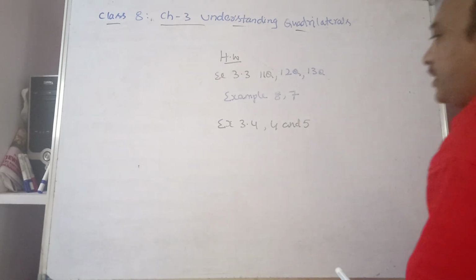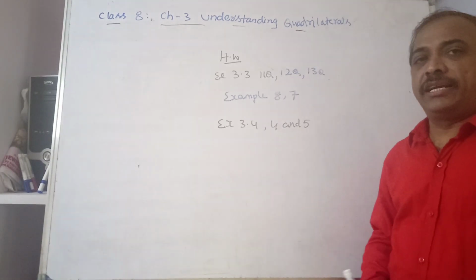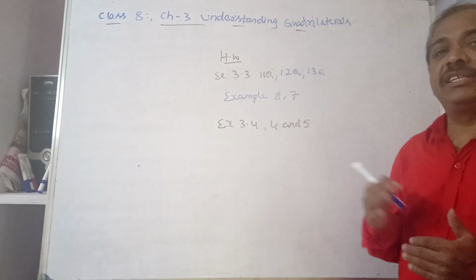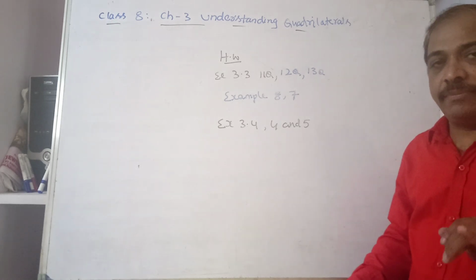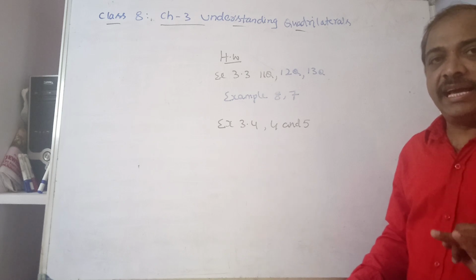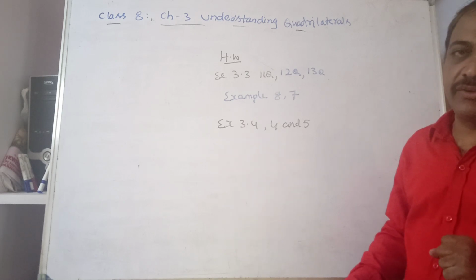So I hope it is clear to you what all the types of quadrilaterals are, how to recognize them, what their special names are, and what their properties are. Parallelogram, rhombus, rectangle, square and kite. So these properties we have discussed.